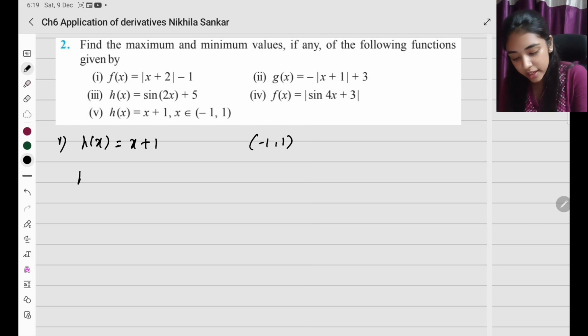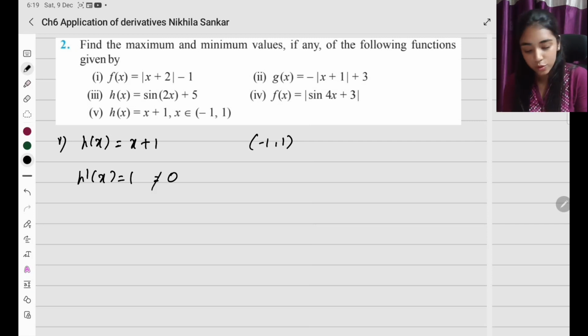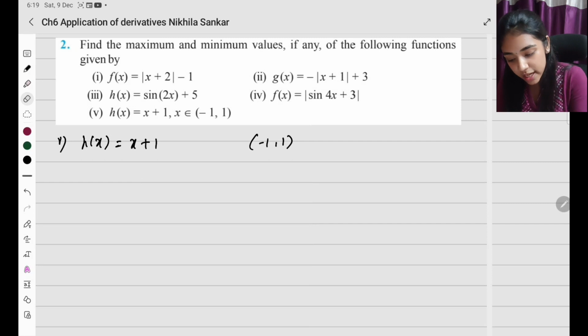What do we get if we differentiate this? I have h dash of x equals 1. I cannot equate it to 0 because it would give 1 equals 0, which is not true. So I am not going to do it in that method. What method am I going to use? It is given that x value is between, this is x, right? So x value is between minus 1 and 1.